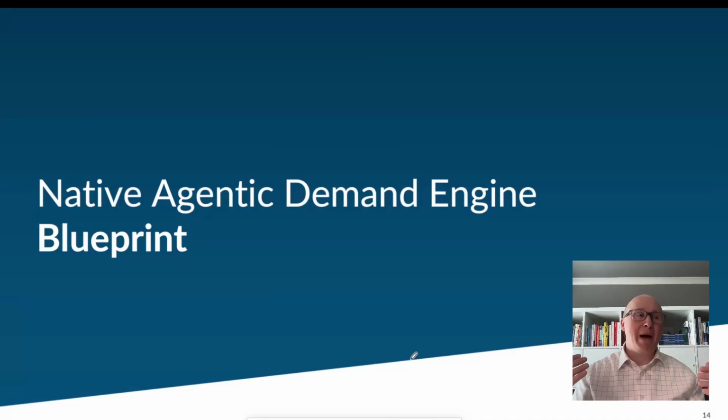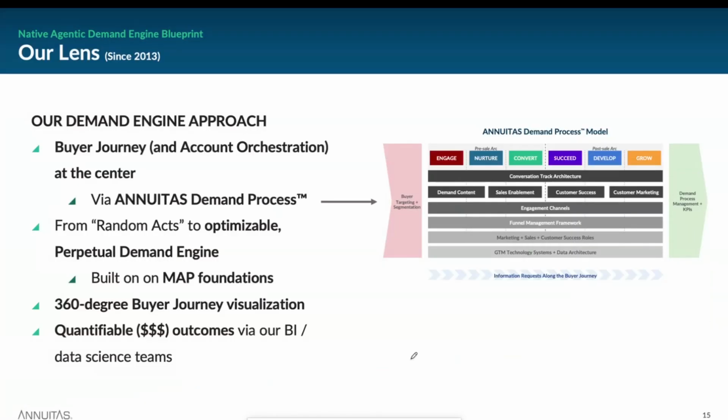So with all that background on where we've come from in 1.0 marketing automation driven demand engine, when we talk about bringing AI into the mix, let's talk about our approach to building a native agentic demand engine. What does that blueprint look like? The starting point for us at Annuitas and our lens, and we've been at this for more than a decade, is really 4 key points.